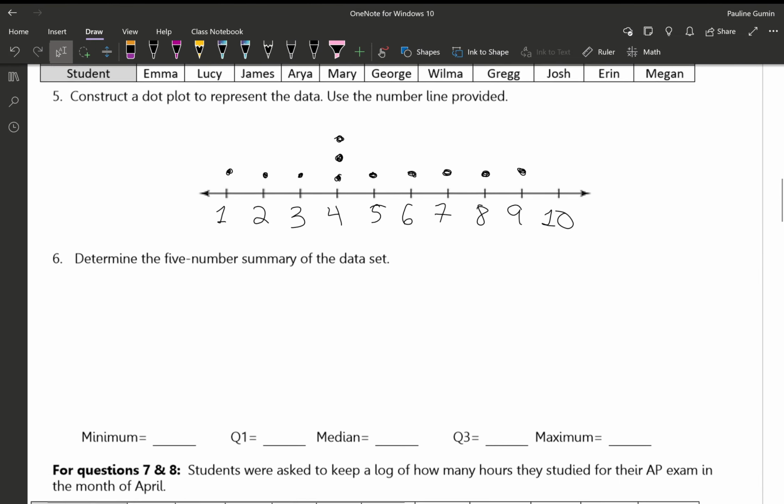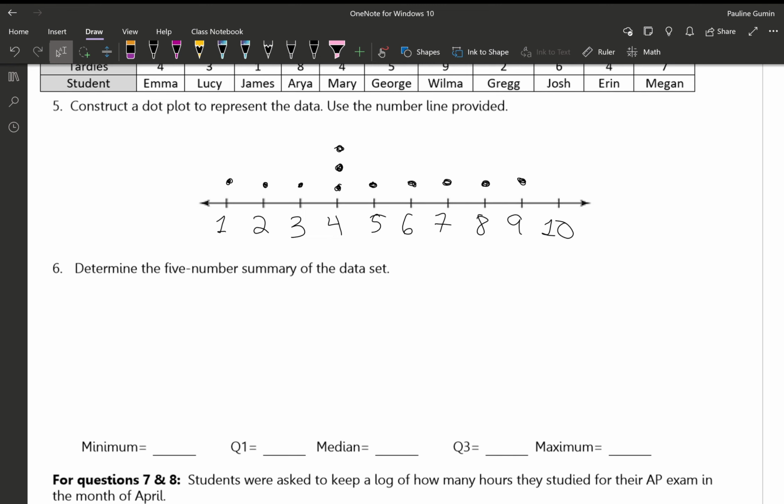Number 6 asks us to find the 5-number summary of the data set. So I prefer it to be a little bit more visual than just looking at the dots. So I'm going to create a list of the numbers we have, and I'm going to use my dot plot to help me. There is 1, 1, 1, 2, 1, 3. There are 3 dots on 4, so I'm going to write 3 4s. And then 1 of each for 5, 6, 7, 8, and 9.